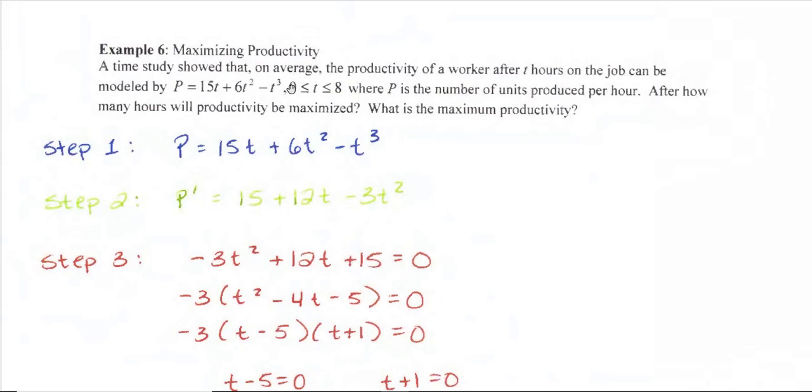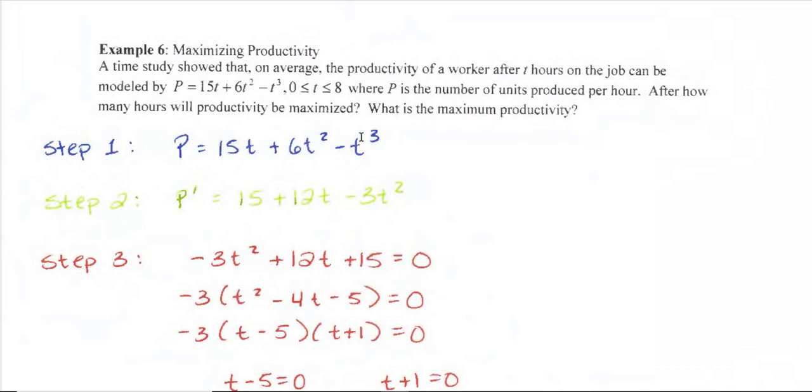Why do we have this stipulation here? 0 is less than or equal to t is less than or equal to 8. Well, the least amount of hours you can work is 0. And at this particular company, the most amount of hours you can work is 8. So this is the number of hours that you can work per day, between 0 and 8 hours. After how many hours will this productivity be maximized, and what is the maximum productivity?